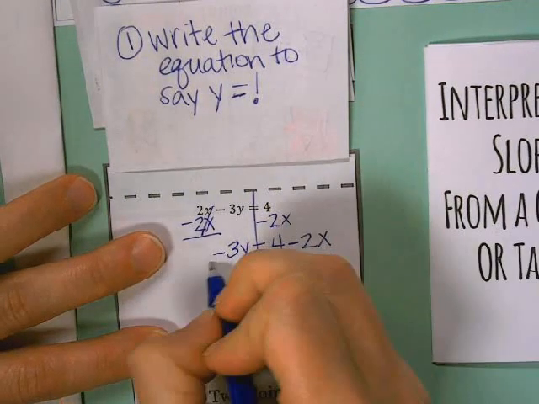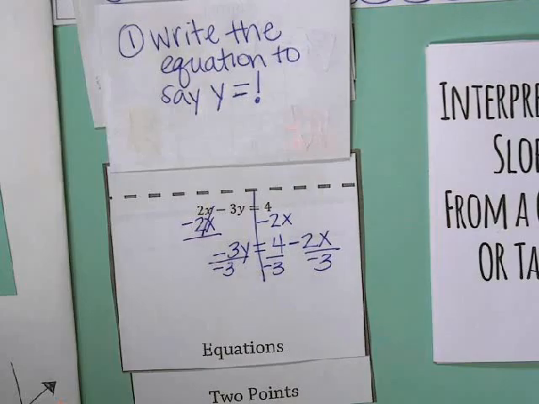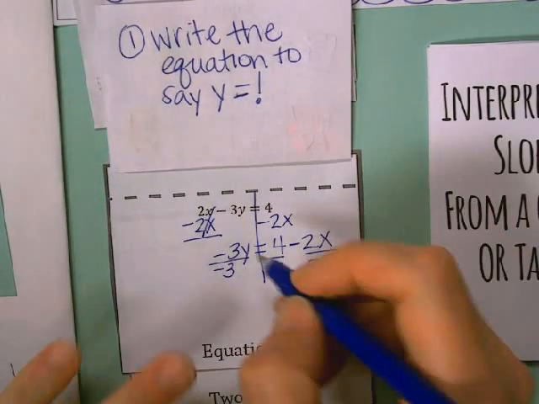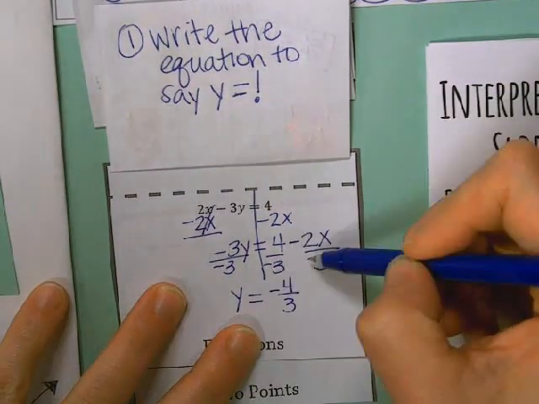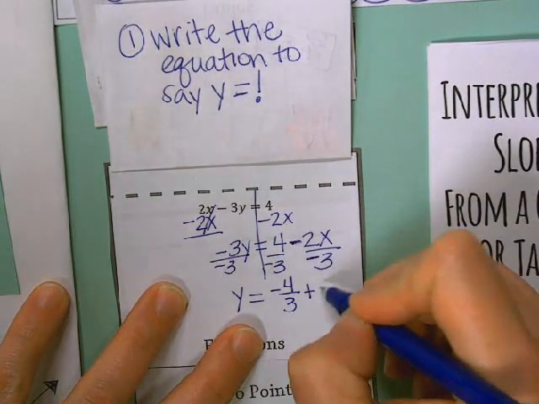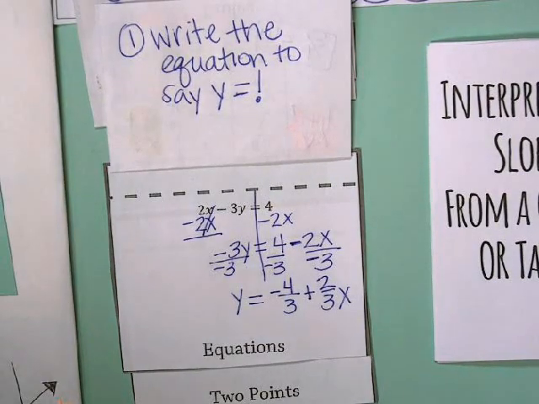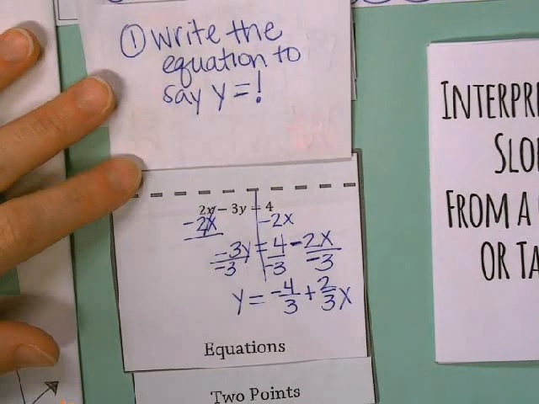And then we're going to have to divide by that negative 3. So remember, we have to share the love. And that means everything is going to be divided by negative 3. So this is y equals negative 4 over 3. And since both the 3 is negative and the 2 is negative, we say plus 2/3 x. Okay? Remember the song? Add or subtract the x term and divide by the coefficient of y. Okay? Don't forget the song.